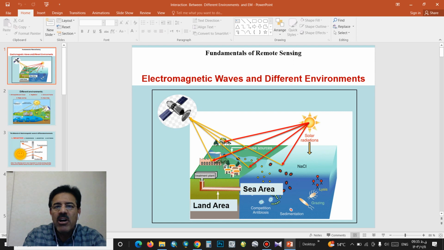Today I want to talk about electromagnetic waves and different environments. Please follow this session. This picture is showing land area and sea area and the source of energy as the sun and satellite or sensor.